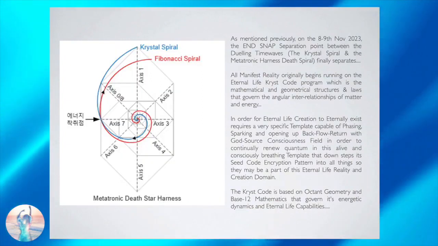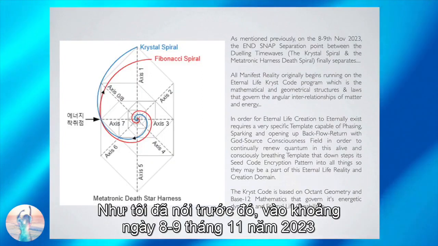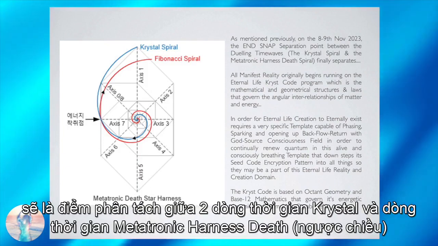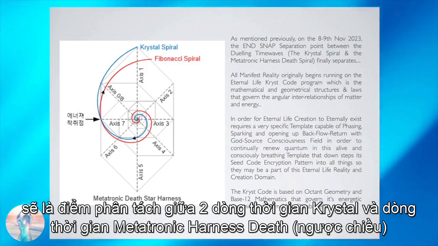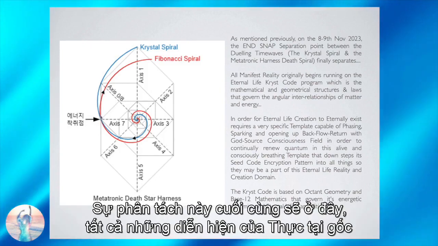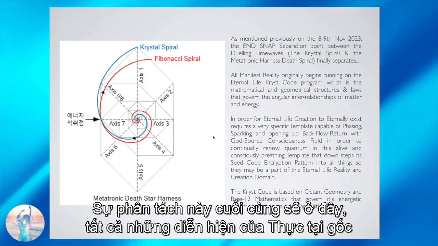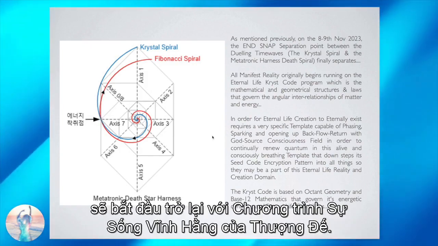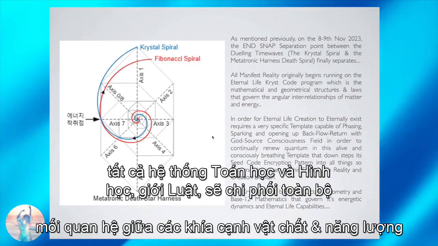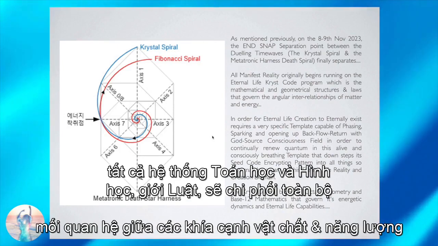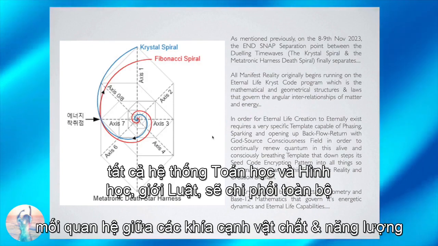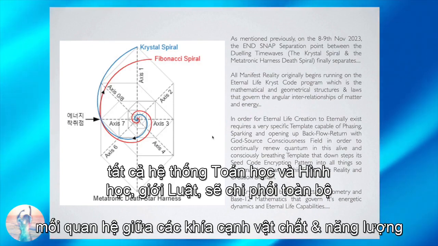Okay, as mentioned previously, on the 8th and 9th of November 2023, the end snap separation point between the dueling time waves, the crystal spiral, and the Metatronic harness death spiral finally separates, which is this point here. All manifest reality originally begins running on the Eternal Life Christ Code program, which is the mathematical and geometrical structures and laws that govern the angular interrelationships of matter and energy.